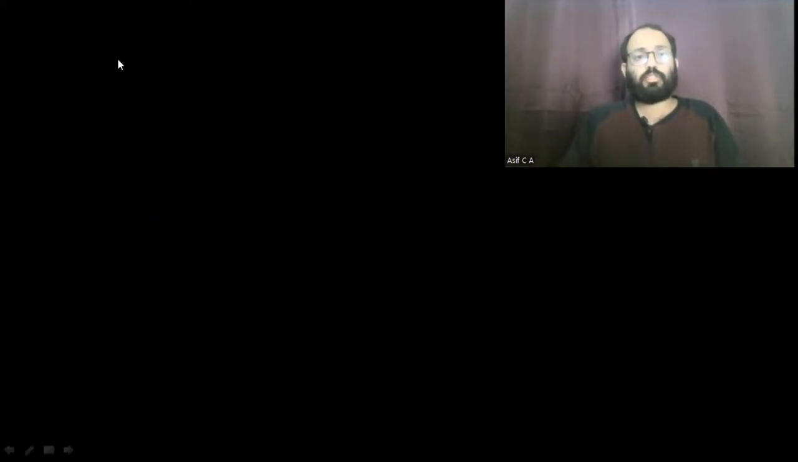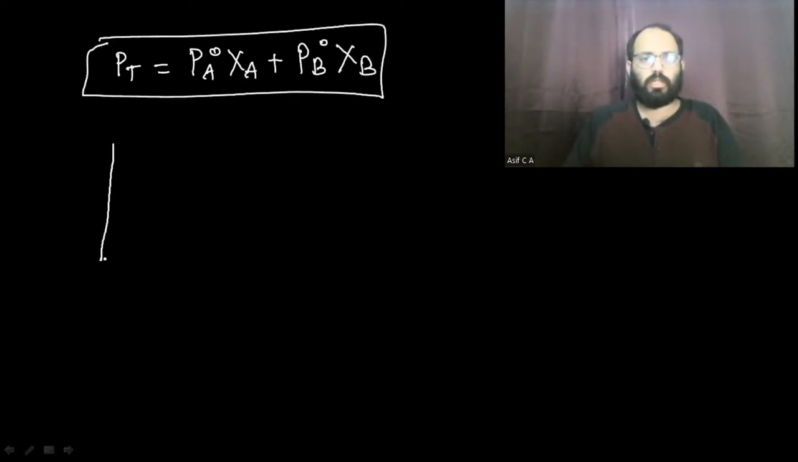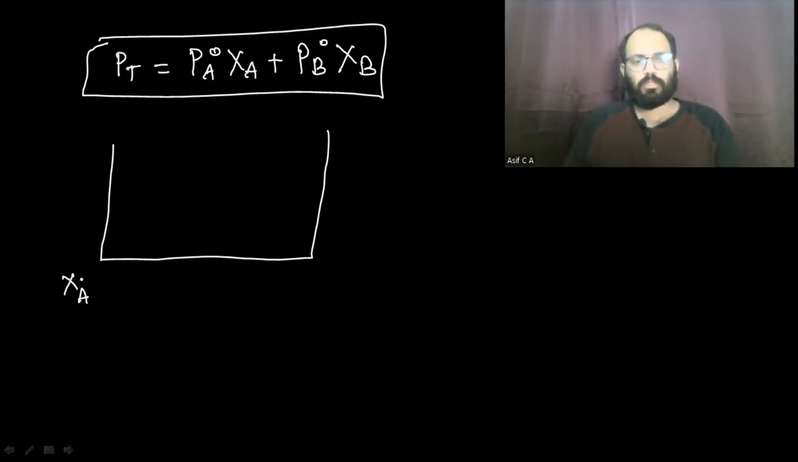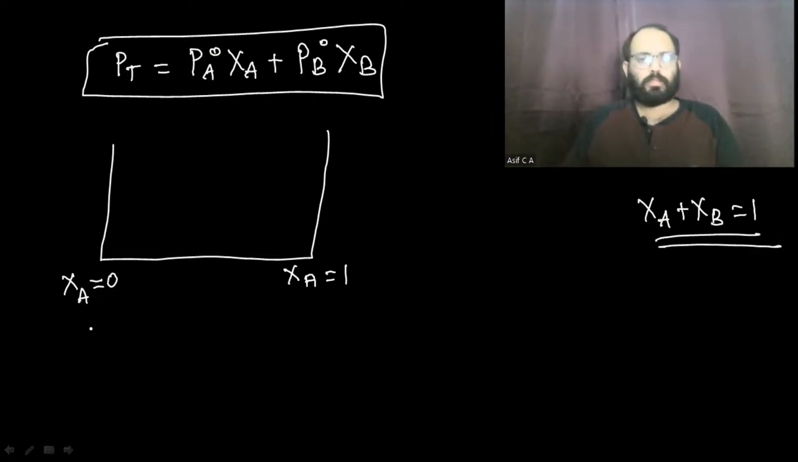If you are mixing two volatile liquids, PT is equal to PA naught into XA plus PB naught into XB. This is the equation for two volatile liquids. We can plot the graph with mole fraction on the x-axis and pressure on the y-axis. Where XA is 0, XA plus XB is equal to 1, so XB must be 1. When XA is 1, XB must be 0.